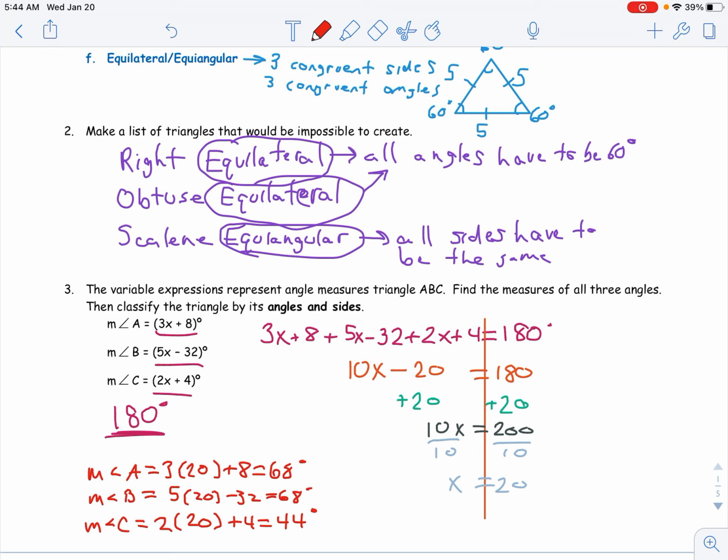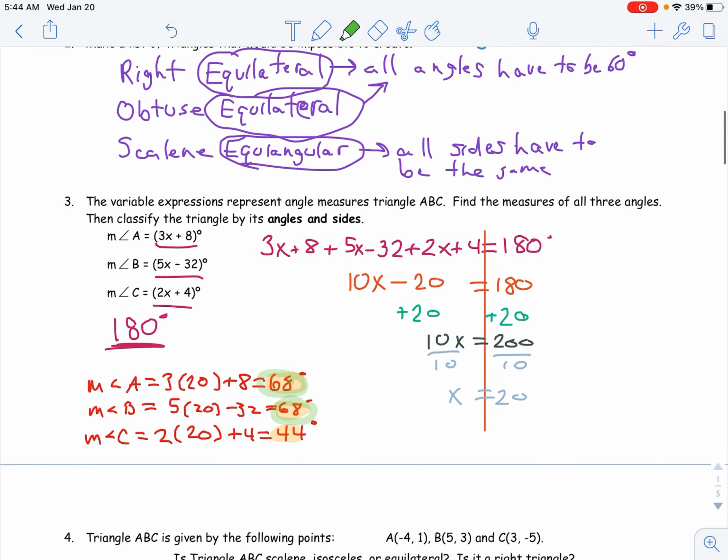Alright, so notice how all of these angles are acute, but we have two that are the same. So we know this is an acute isosceles.